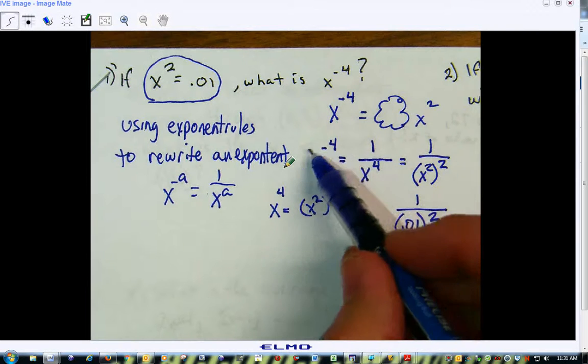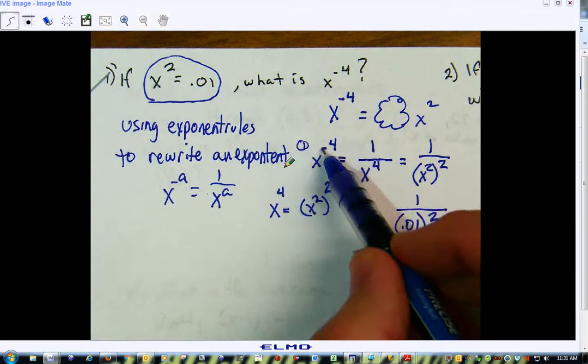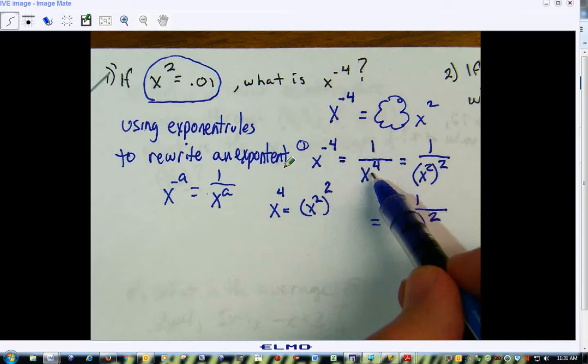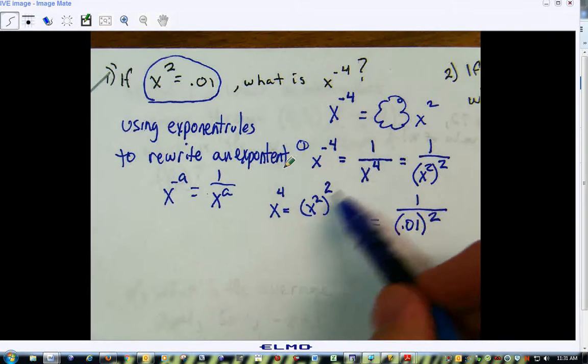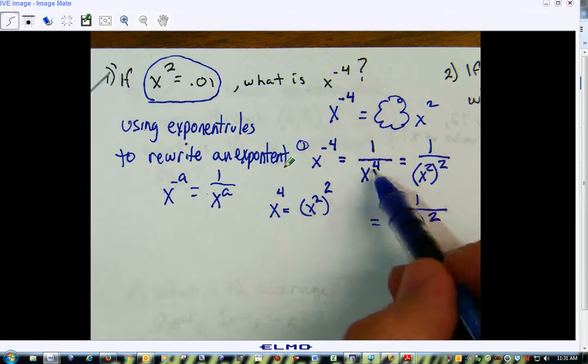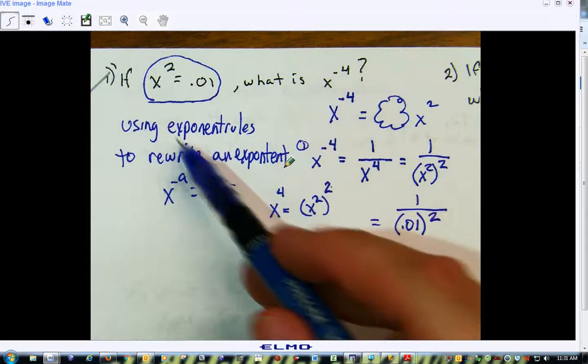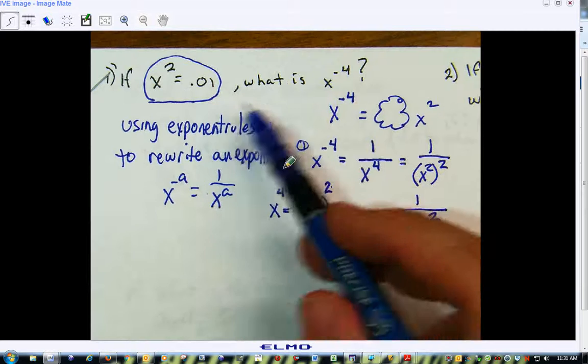Because the first thing we did here was we took care of the negative exponent, made it into 1 over x to the fourth. And then x to the fourth is really x squared squared. So you got to know your exponent rules in this case. And that's what's happening here, is manipulating your rules.